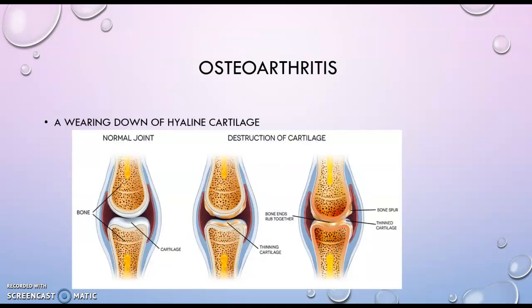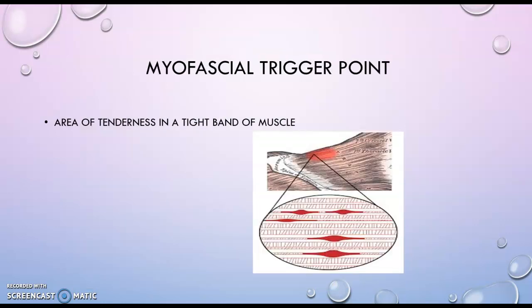Osteoarthritis is a wearing down of the hyaline cartilage within your joint. This cartilage is responsible for giving a cushion between your bones. Without good cartilage, you will have bone-on-bone friction, which can cause quite a bit of pain.